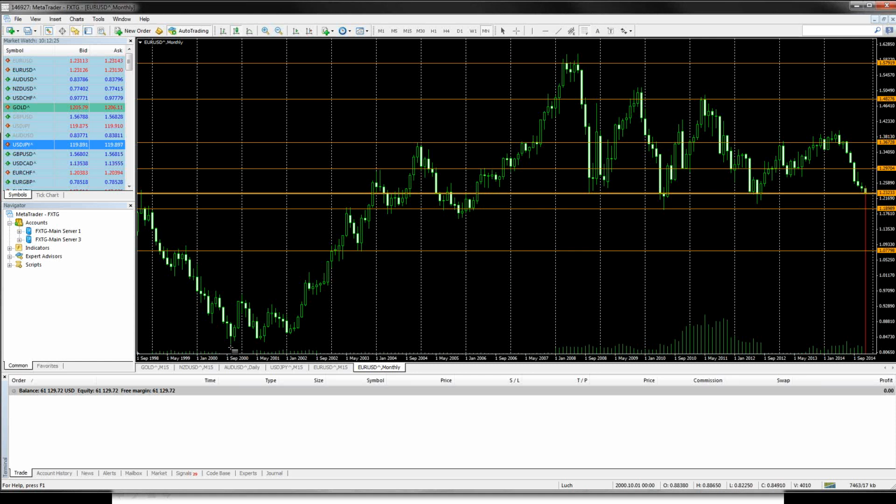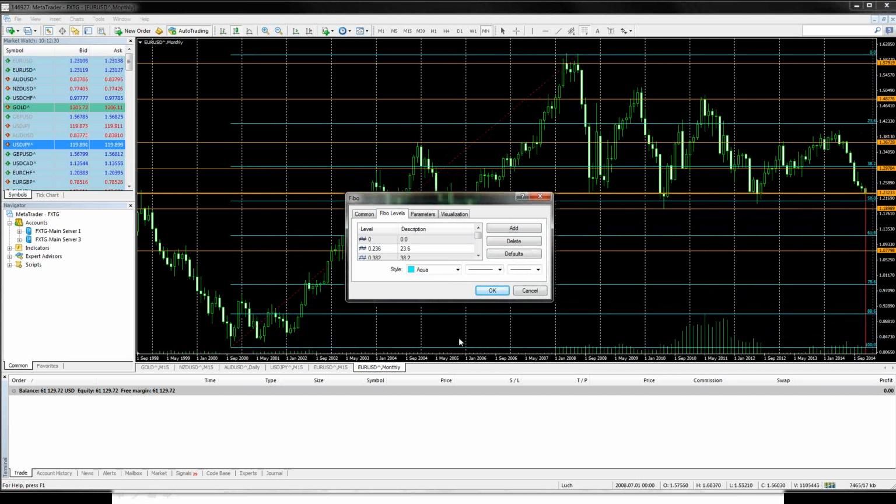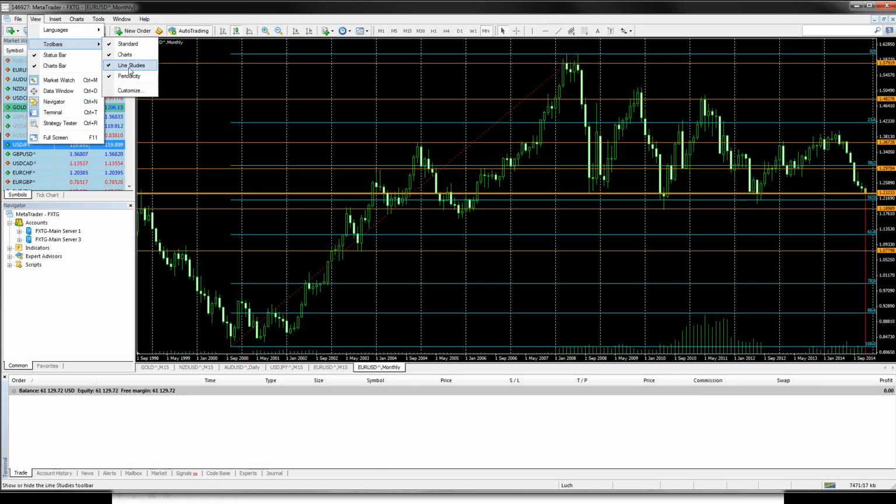Which icon are you using for trend line? Trend line is this one here. It's actually called trend line. Okay. If you don't have those, then you go to View, Toolbars, and look at the line studies. Make sure it's ticked. Although you should have all of them ticked. Standard, charts, line studies, periodicity. That's all the tools that you can see on the top of the MetaTrader. Yeah, I've got all of them.